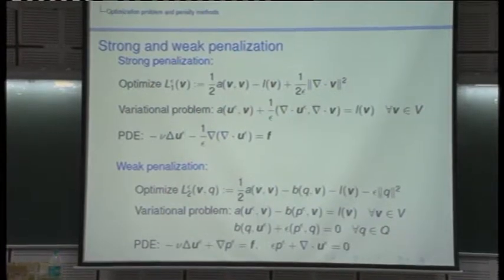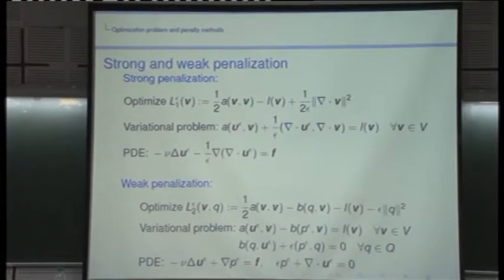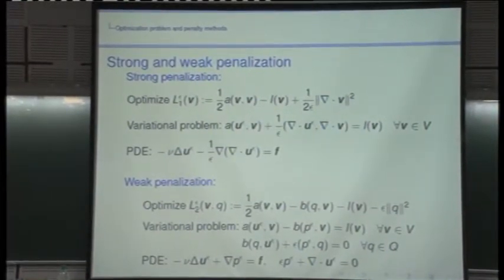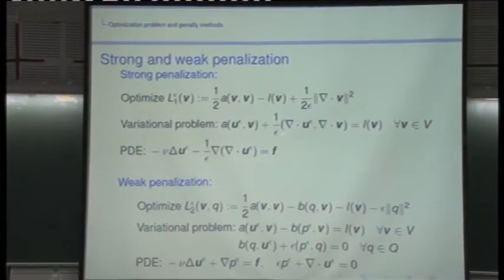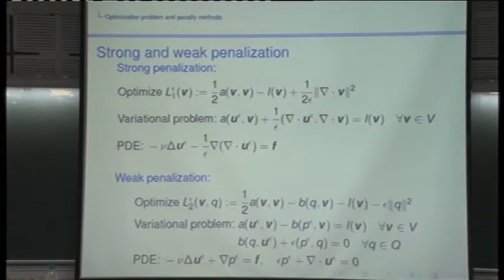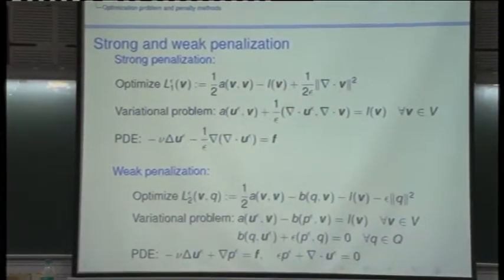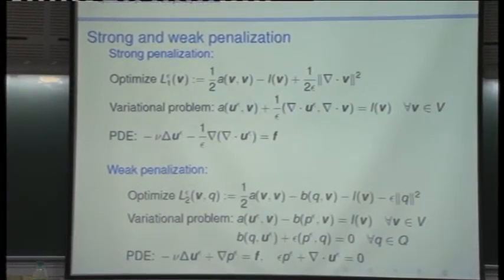The variational problem associated to this optimization is this one. So we have to find a velocity solution of this single variational equation. And the partial differential equation associated to this variational problem, if you want the boundary value problem, is this one, where the pressure is minus 1 over epsilon gradient, divergence of u epsilon.